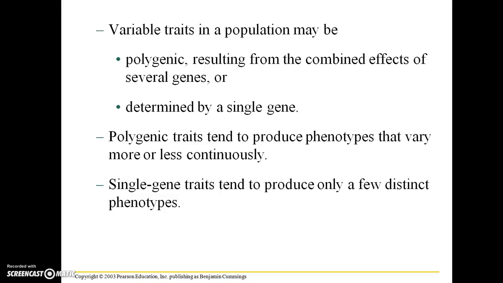Polygenic traits tend to produce phenotypes that vary more or less continuously. So of course there's a genetic component to height, and height in humans is one of those traits that varies more or less continuously. So there's not discrete height categories. We have a whole continuum of heights. However, single gene traits tend to produce only a few distinct phenotypes.